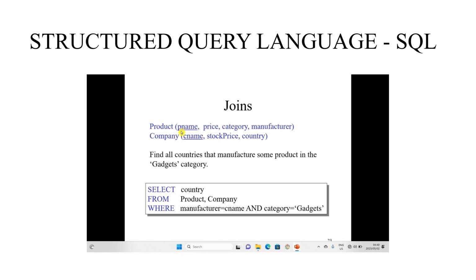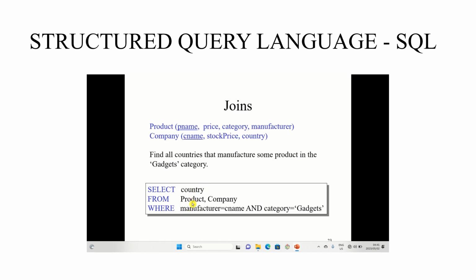Joins, continued, products. Yes, these are the table schema. Find all countries that manufacture some products in the gadgets category. Find all countries. What are you finding? So in your select query, you say select. What are you finding? You say find out the attributes involved. Find all countries. Country. So country, where does it belong?